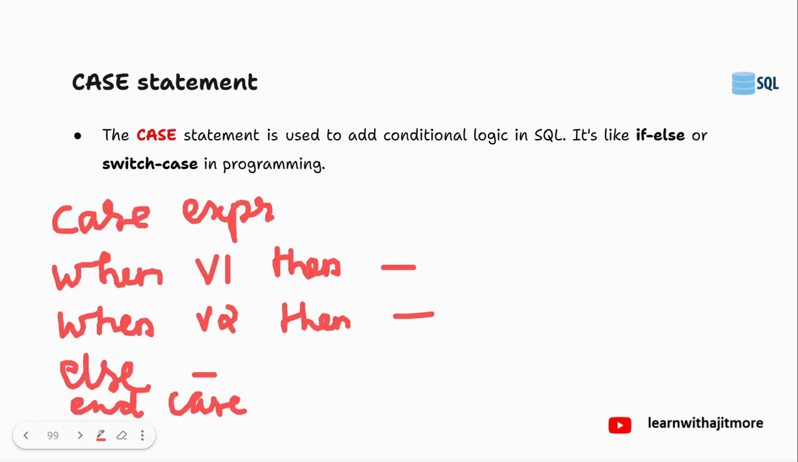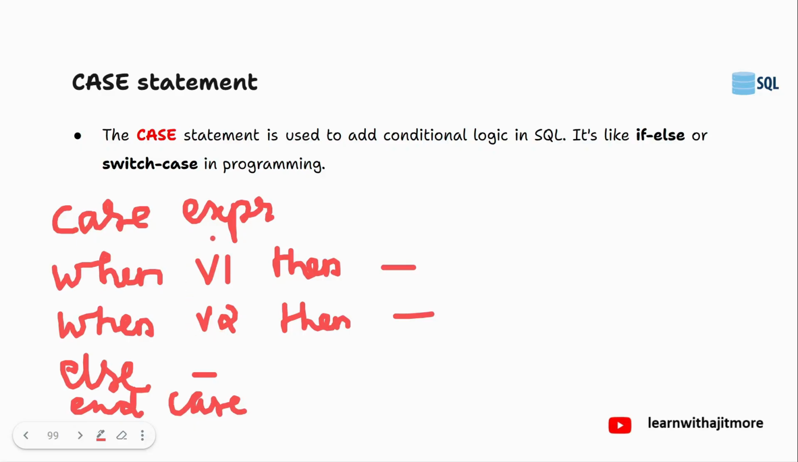Okay. Now what will it do? It will check the value of this expression with these exact values. Means first the expression is evaluated and the value of that expression is matched with value 1, value 2. So if the expression matches with value 1, then it will return the action you have written after then. If the expression doesn't match with value 1, then it will check with value 2.